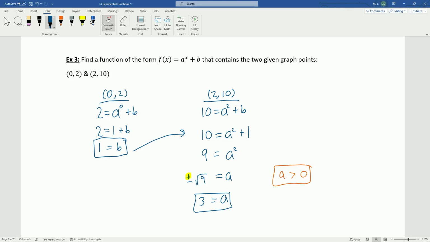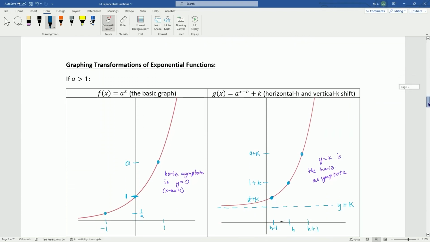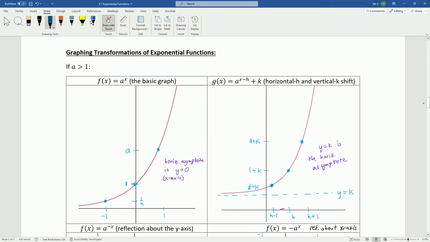Okay, so that's it for example number 3. Now we're going to talk about graphing transformations of exponential functions. There's not a whole lot to say here because it's exactly the same as graphing functions in general. So when we talked about general principles of graphing functions, all of those general principles apply exactly the same here. So we're going to go through them quickly.